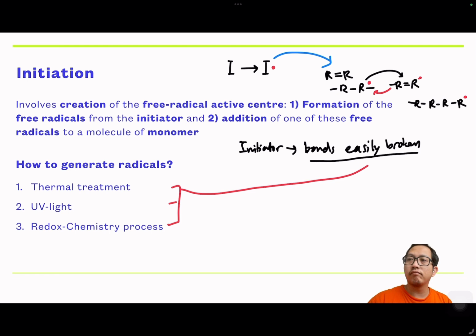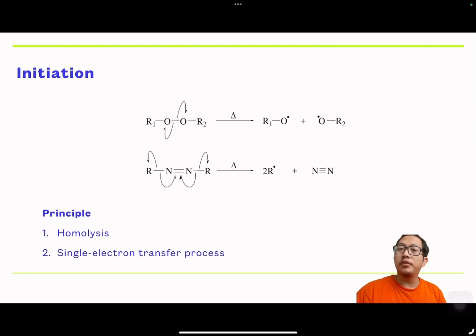Okay, so the first principle within this initiation process is that we need to make sure it can be easily broken down, or we call it homolysis. And then the second principle is the single electron transfer process. So only one electron, the unpaired electron, will be transferred, because that is the one that has the high energy level.